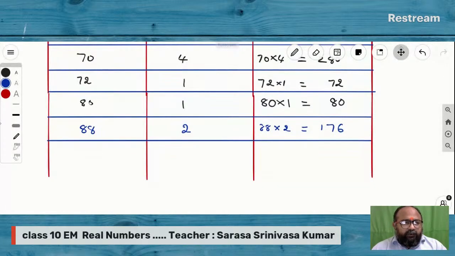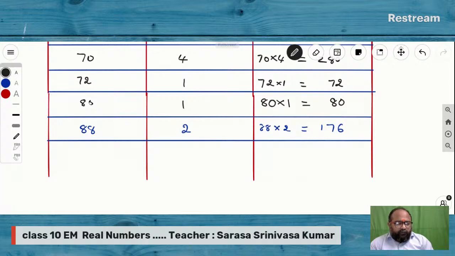Next, 92 marks. How many students got 92 marks? 92 marks are obtained by 3 students. The number of students who obtained 92 marks is 3. Each student has got 92 marks. So 92 multiplied by 3. This is equal to 276.